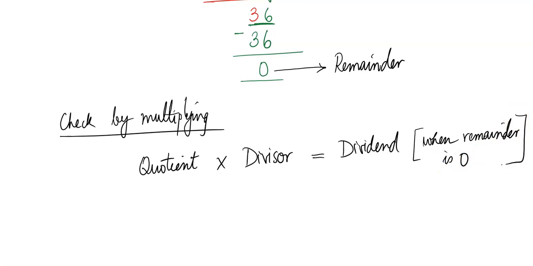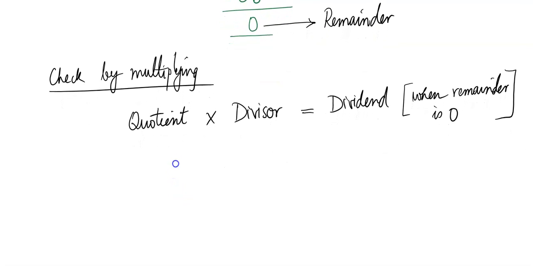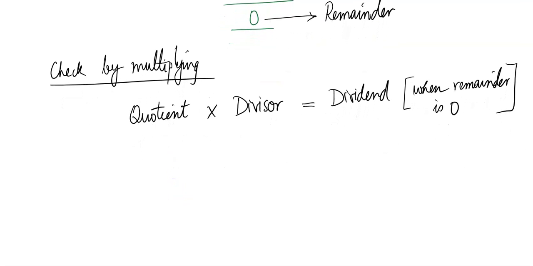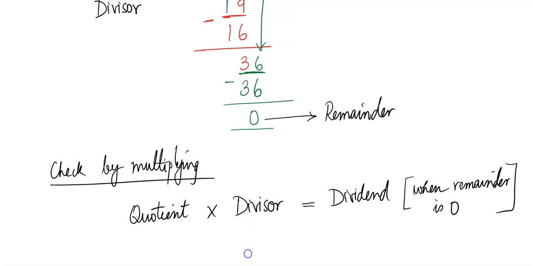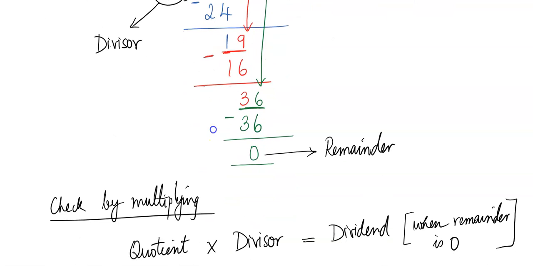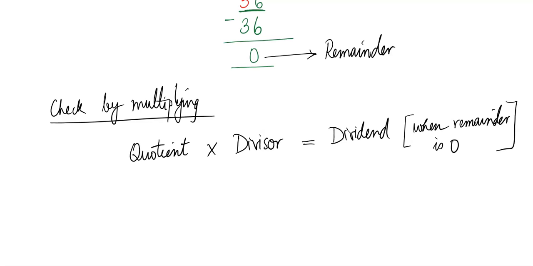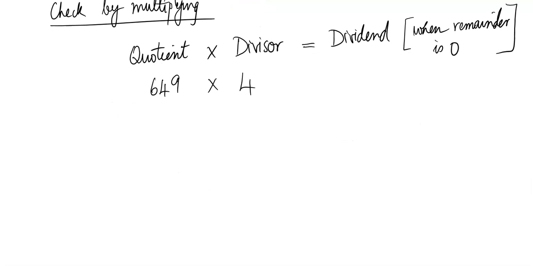Okay, so this is going to be pretty easy in the sense that you just have to multiply. You're not dividing again or doing something else. And of course, the check is by multiplication, so no confusion there. Let's look at the quotient. Quotient is 649. Divisor is 4. So 649 times 4 is what you should be doing, and we should be able to get the dividend.